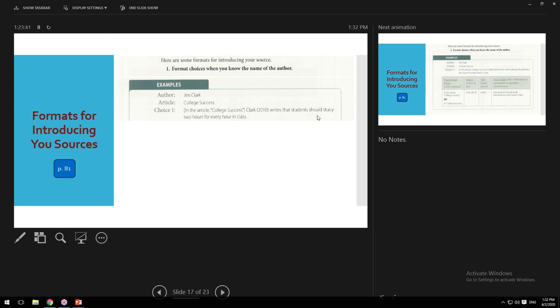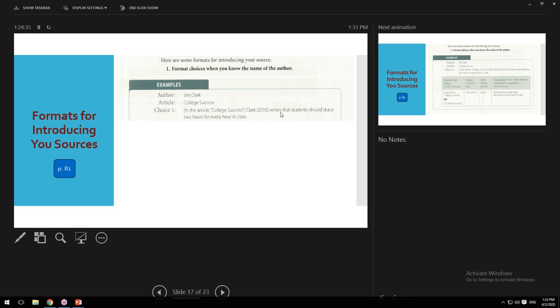And then write that students should study 2 hours for every hour in a class. So you are using this piece of evidence to support your idea there, by Jim Clark. Okay. Notice here, after the beginning of the phrase and the prepositional phrase, in the article or in his article, or in her article, it depends, comma, then the title between quotation marks, and then the surname and the date, and then you need a reporting verb. A reporting verb. We'll look at a list of them in a minute.